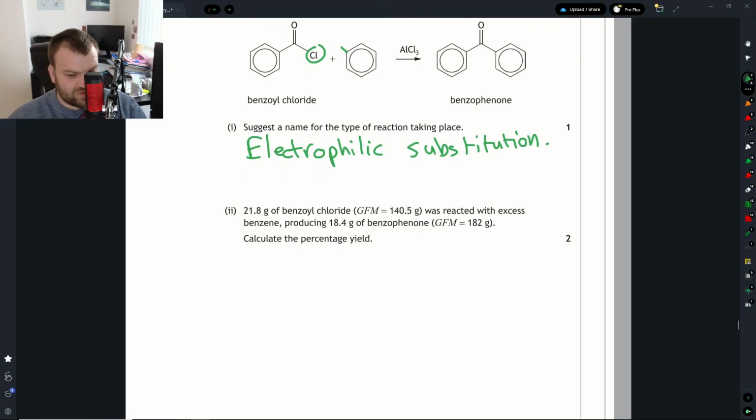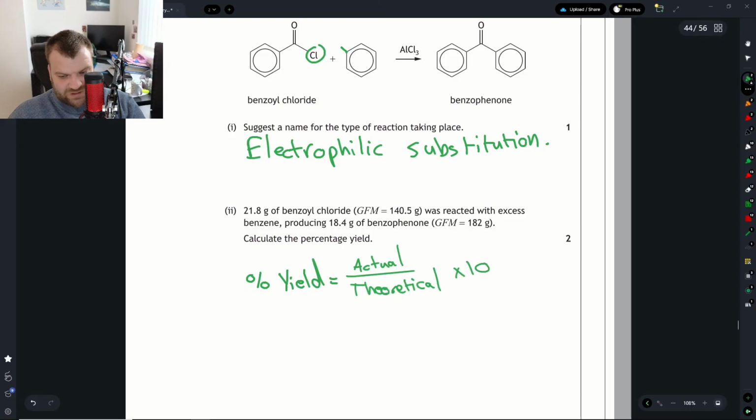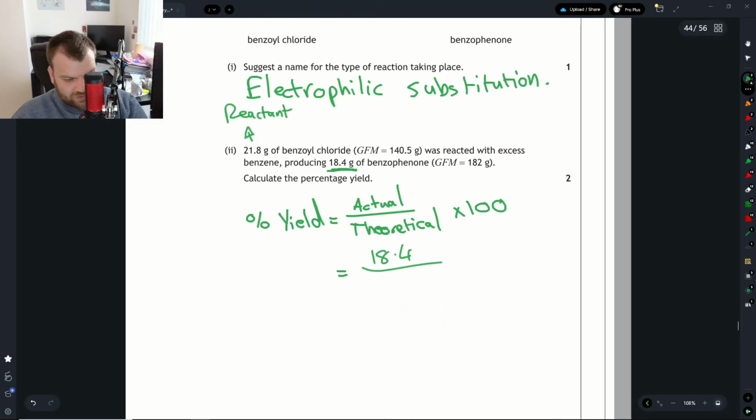Next up, we have a percentage yield question. Percentage yield equals the actual over the theoretical times 100. We are told that we actually produced 18.4 of the benzophenone. That's going to be my top number here. We are told how much of a reactant we've got. We need to work that through to work out how much of the product we could make. And that just involves a little 3-step calculation.